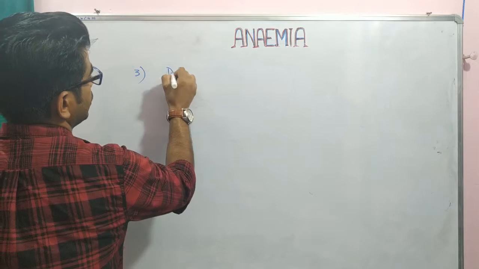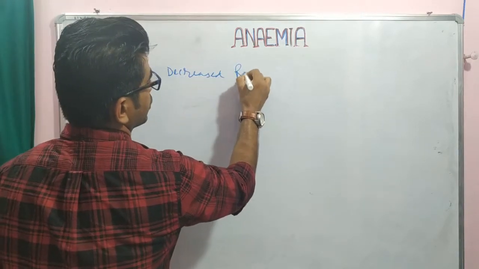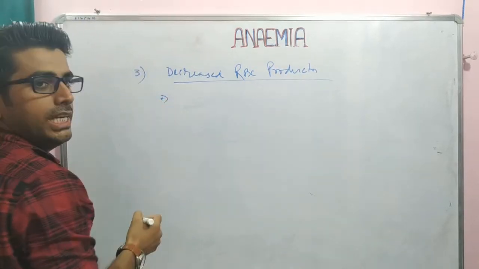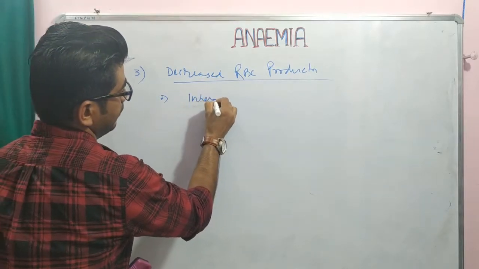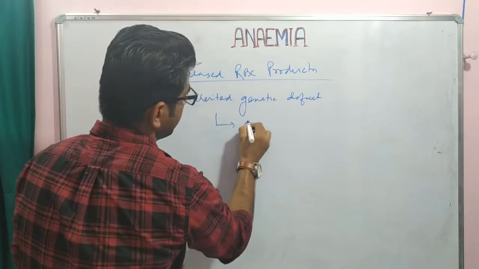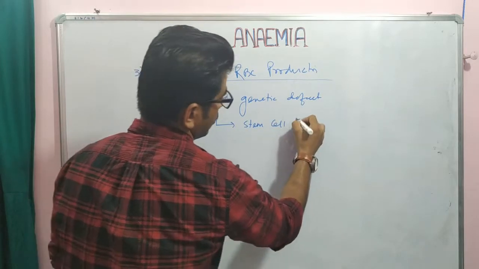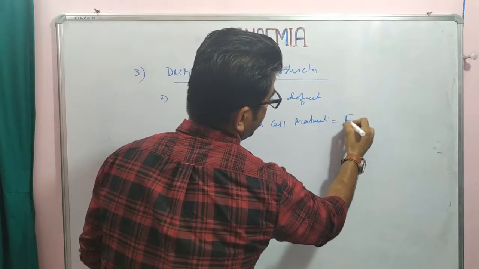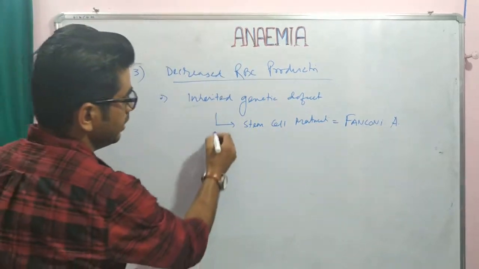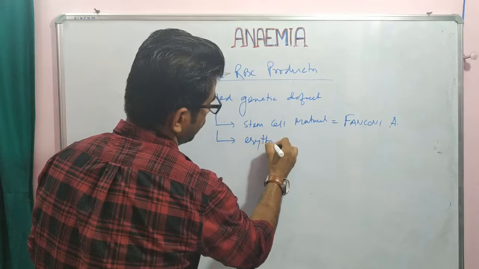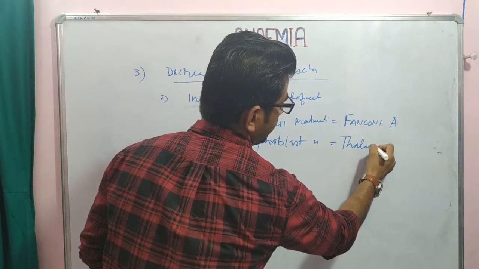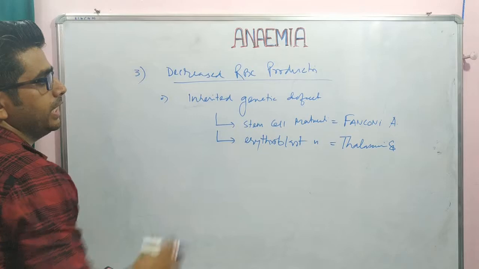There is a decreased RBC production. So decreased RBC production is based on the inherited genetic defect. What will it do? It will deplete the stem cell maturation. Stem cell maturation defect is Fanconi anemia. If you see Fanconi anemia, there will be deficiency of the stem cell maturation, and erythroblast maturation defect. Here we will get thalassemia syndrome. So this is based on the inherited genetic defect.